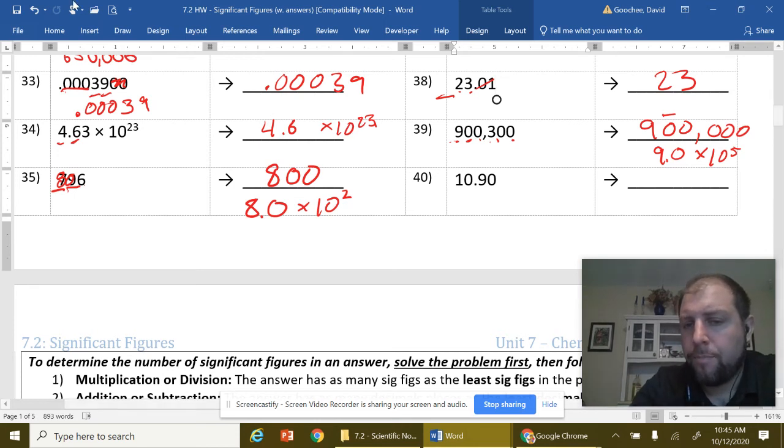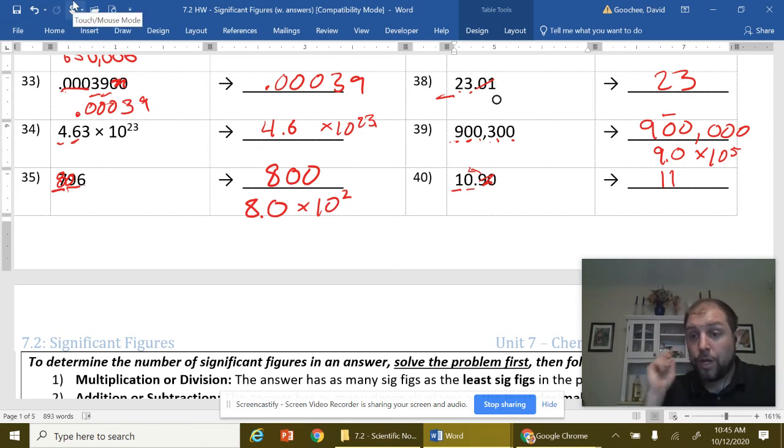Okay, lastly, 10.90, rounded to two significant figures. Moving from left to right, we keep the 1. We keep this 0. And because a 9 comes after it, when we round it, it would cause this guy to round up. So the answer is 11.